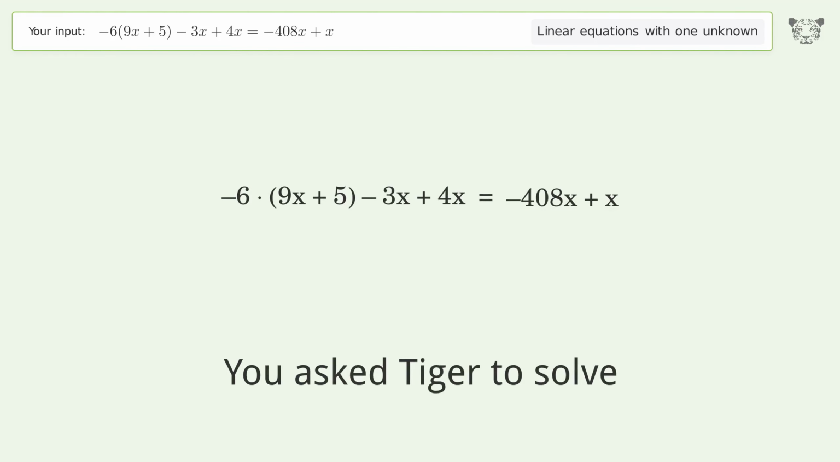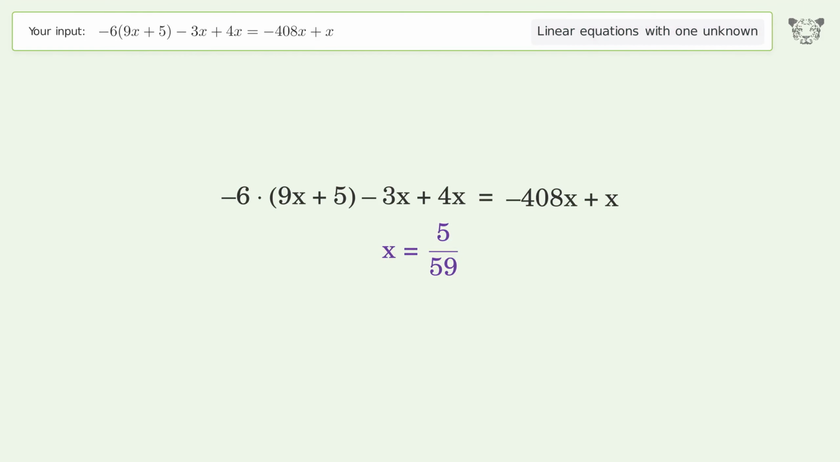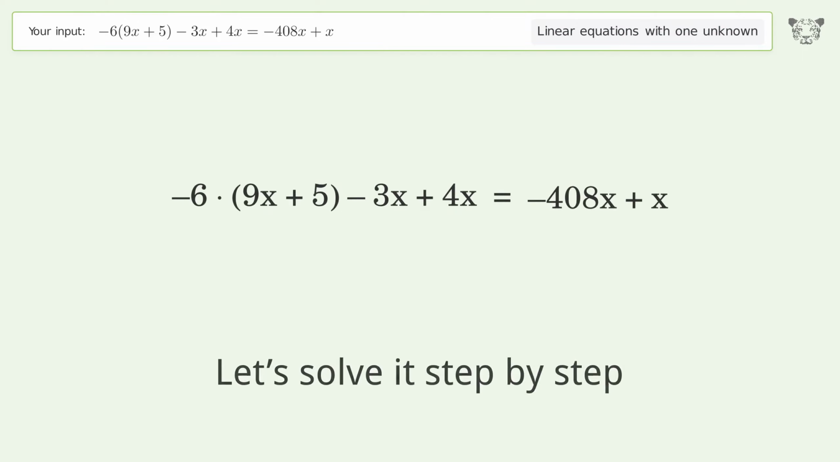You ask Tiger to solve. This deals with linear equations with one unknown. The final result is x equals 5/59. Let's solve it step by step.